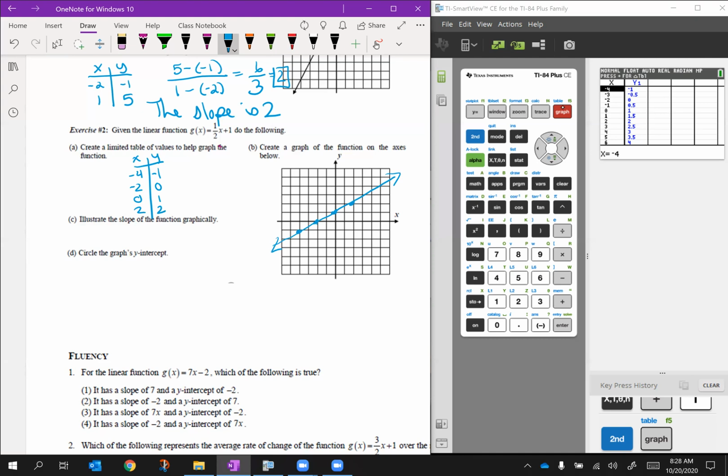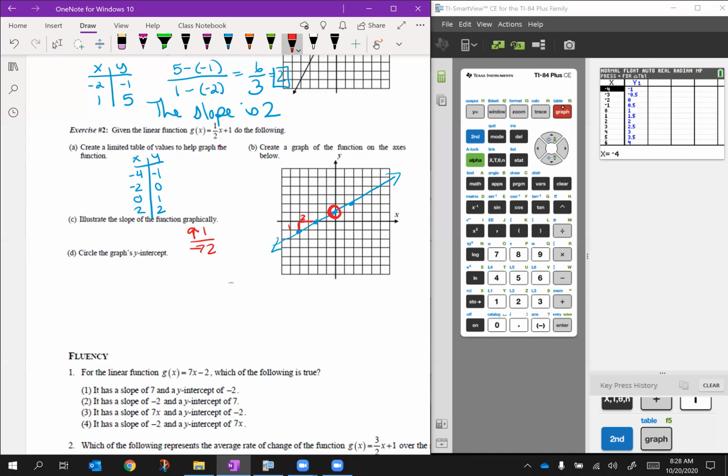Illustrate the slope of the function graphically. So how did we move? We moved up 1 over 2. Circle the y-intercept. So where do I cross the y-axis? Right there.